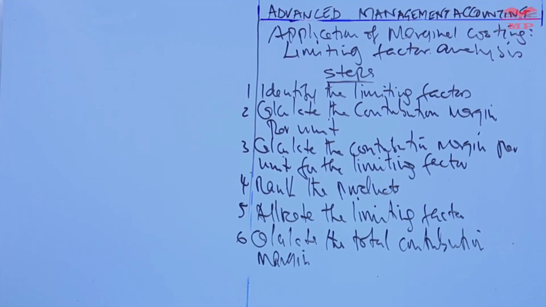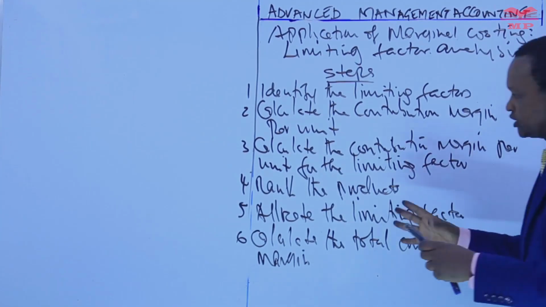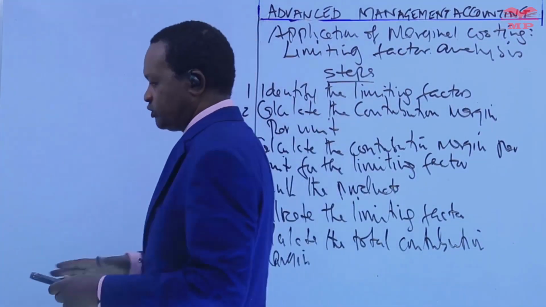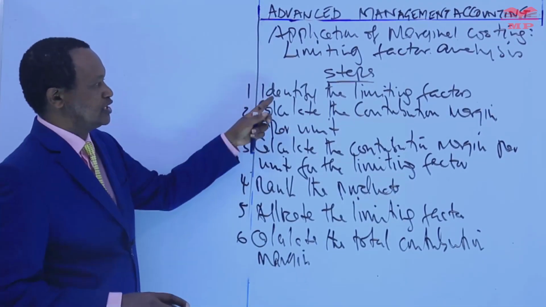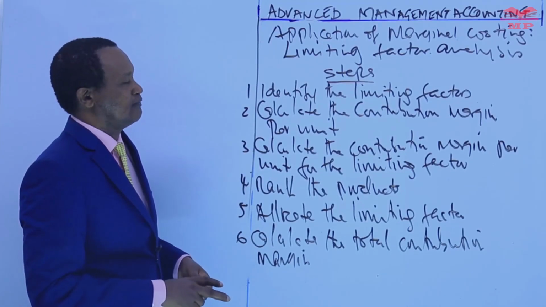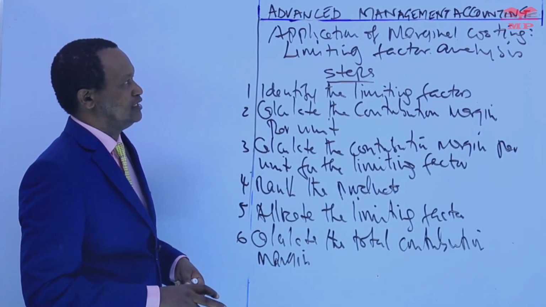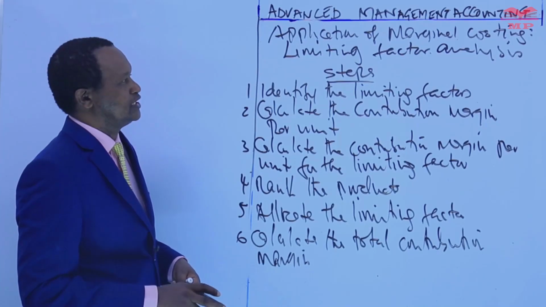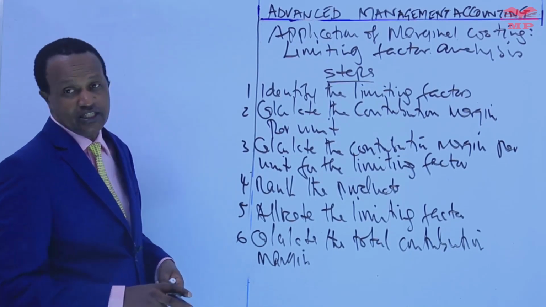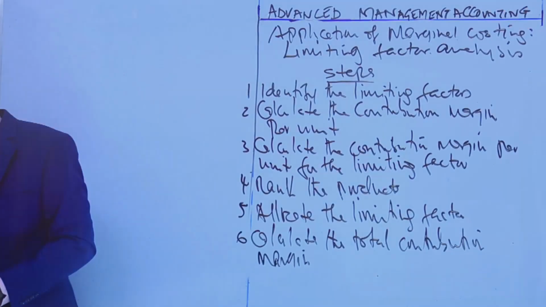So that is the steps we follow in limiting factor analysis. You understand? So in our next session, we'll be looking at an illustration. This may not make sense now, but when we do an illustration, you will see how these steps are applied in the application of marginal costing in limiting factor analysis.